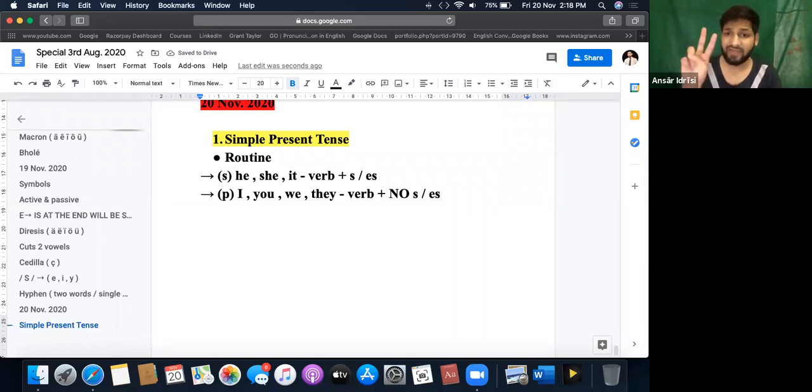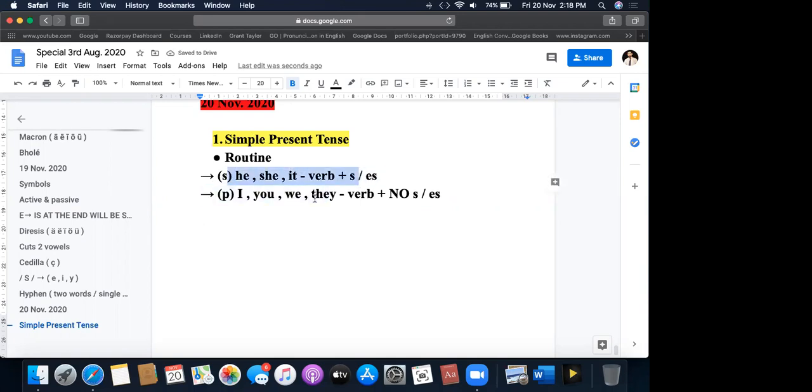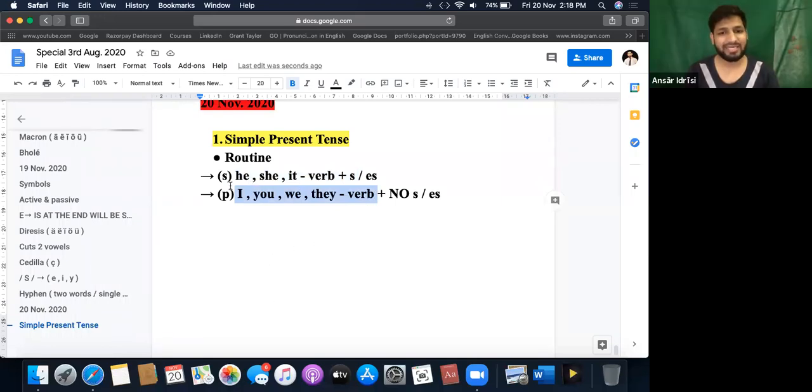In simple present tense, we have divided our pronouns into two parts: singular pronouns and plural pronouns. So singular pronouns like he, she, it, and plural pronouns like I, you, we, they. So I, you, we, they take verb plus no s, no es; he, she, it take verb plus s or es.